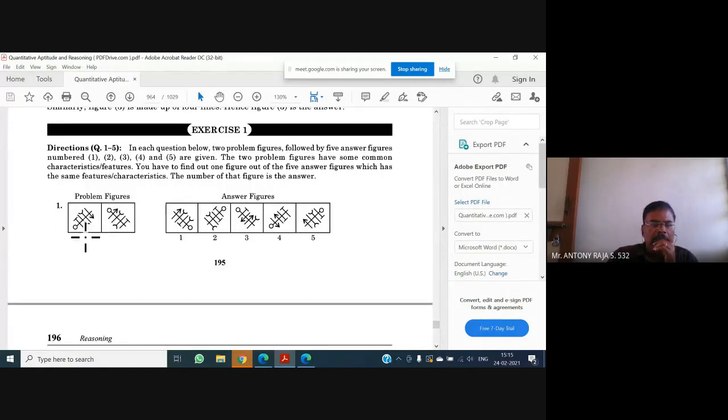Here also an arrow symbol is coming at the middle. Middle means you omit the first one and the last one. See the second and the third. Here also you see the second and the third. So the correct option is here, where the second and the third symbols are matching, similar to the problem figure. So answer 5 is the correct one.